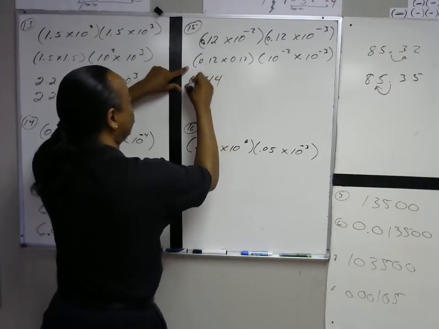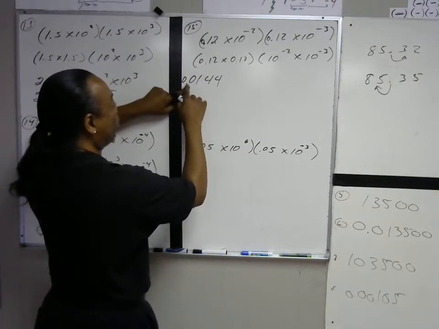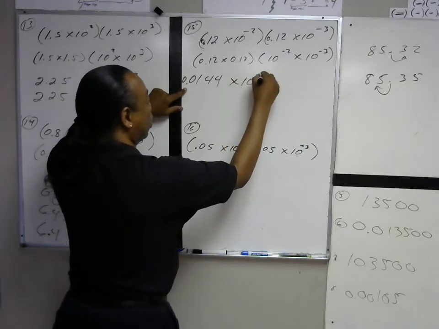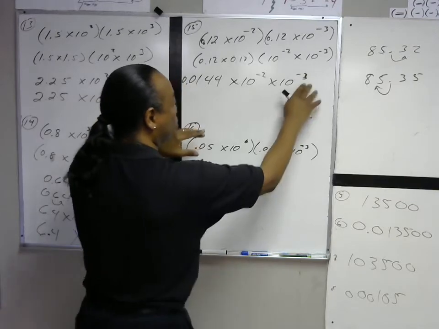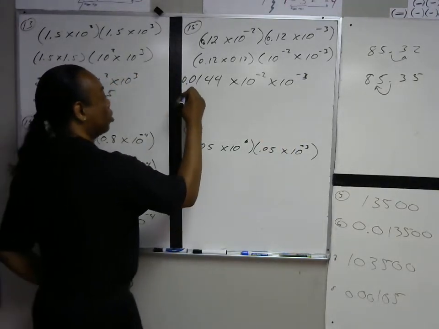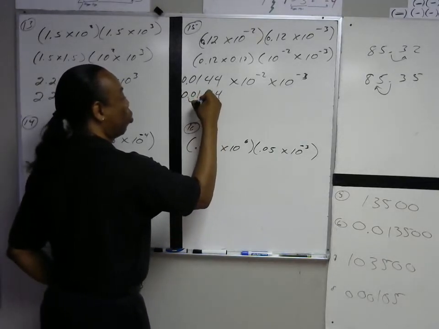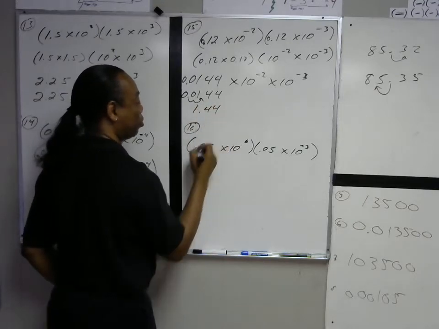We'll get 144 and 0.0. Okay, there we go. So 0.0144 times 10 to the negative second power times 10 to the negative third power. Okay, let's make this scientific notation. So 0.0144. We're going to move this over twice here. So it becomes a 1.44.